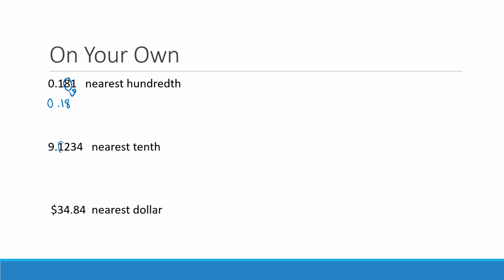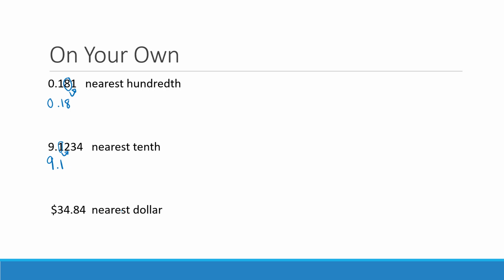This one says round to the nearest tenth. So the tenths place is the first number after the decimal. Behind that 1 is a 2. Since this number here is less than 5, I'm going to keep this a 1. And then I could change all these to zeros, or I could just round it to 9.1.